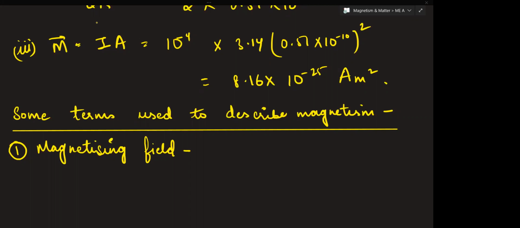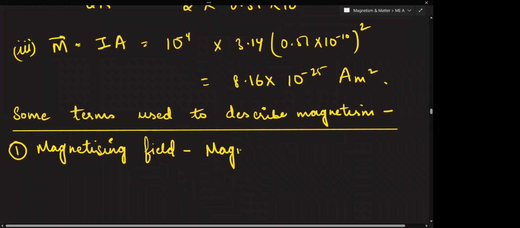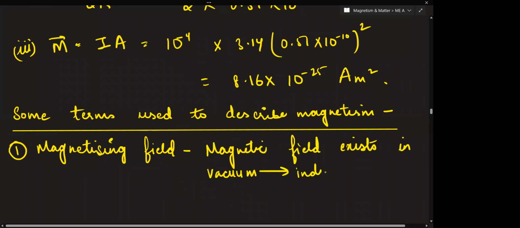See, when a magnetic material is placed in a magnetic field, magnetism is induced in it. This we have already seen in chapter number 4, where we dealt with magnetic effects of electric current. When the magnetic field exists in vacuum, and then it induces magnetism.